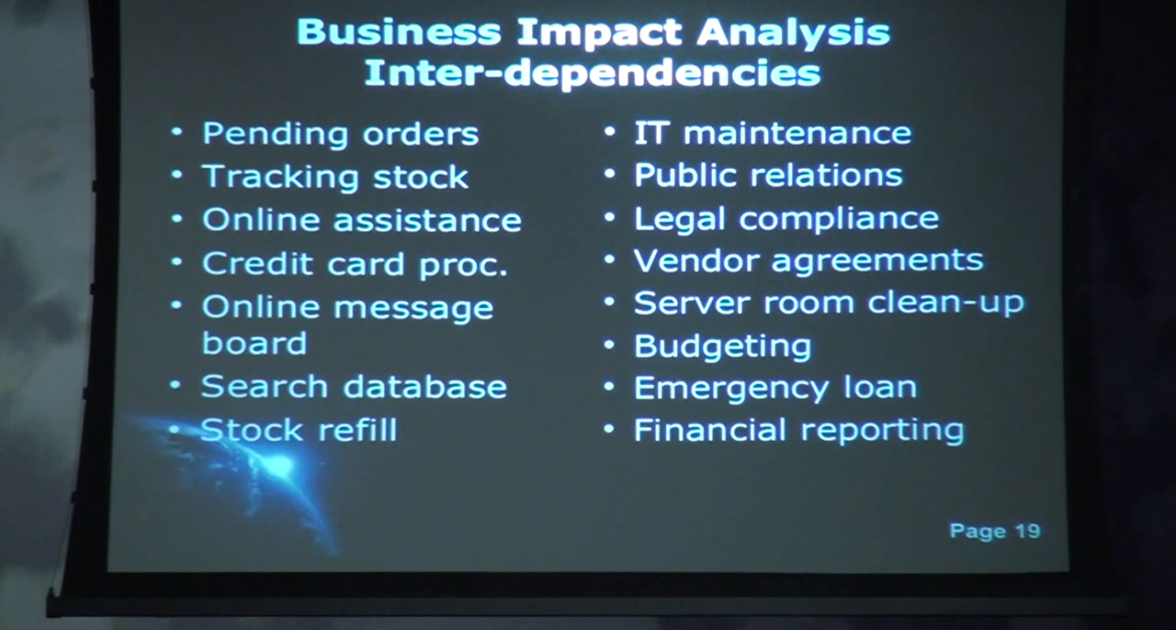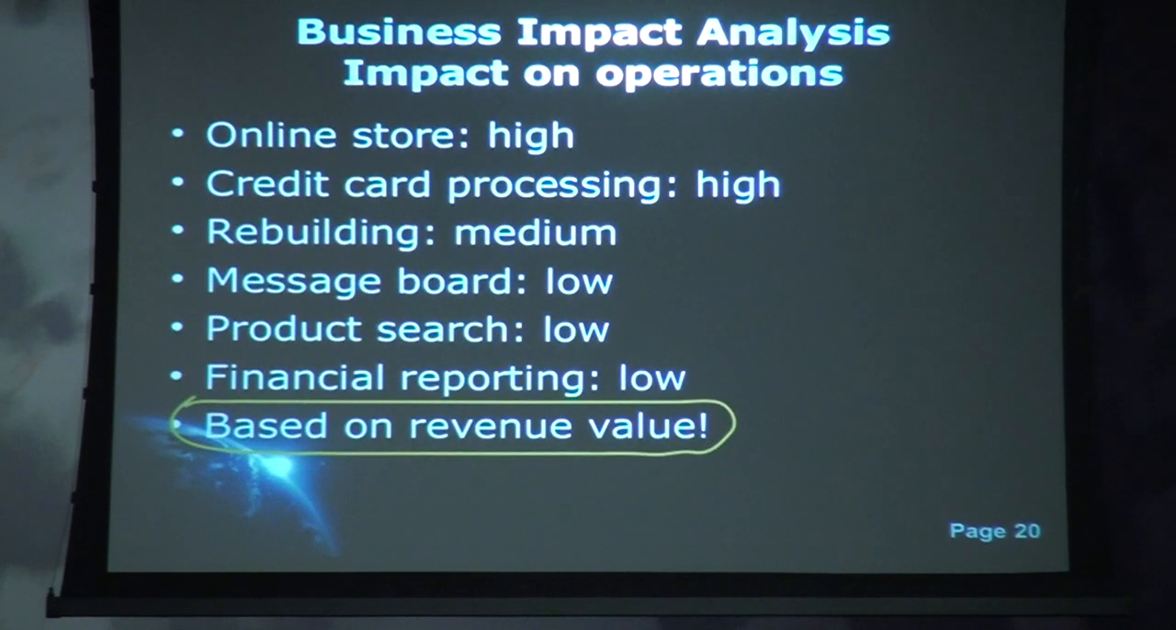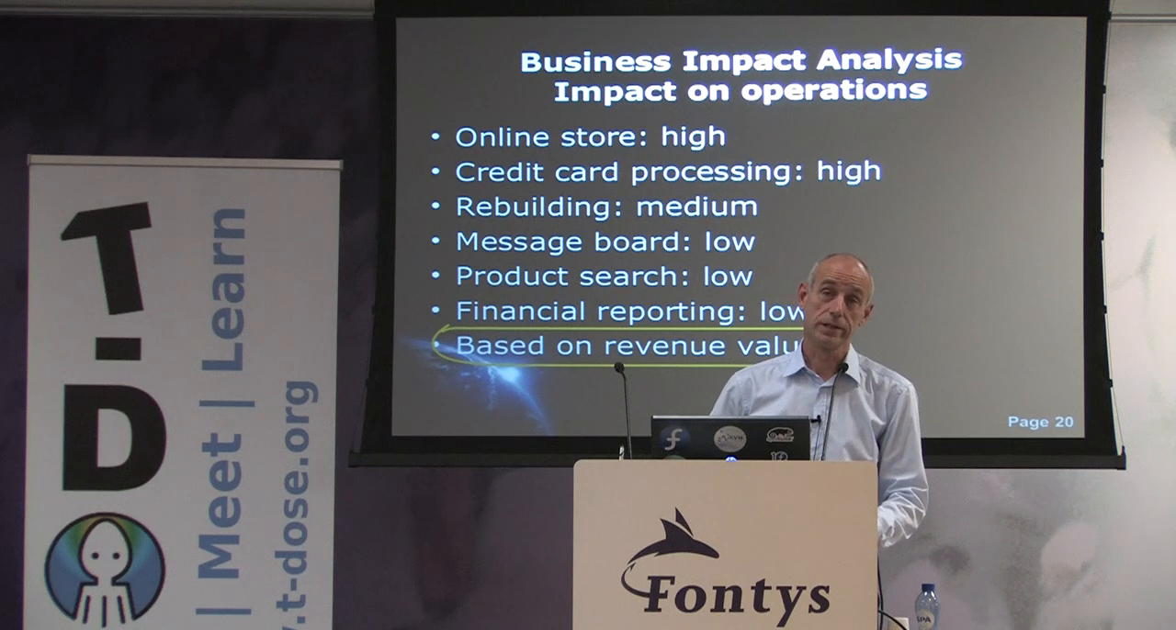With that total picture, you have to think about what is important and what is not important. You have to make a priority list. That is the next step. Impact on the operations. What is important for that kind of business is the online store, because that is their core business. And of course, if they want to sell, they want to get money back. It's the credit card stuff. Rebuilding, if you have a fire, is very important. You have to find another building as soon as possible.